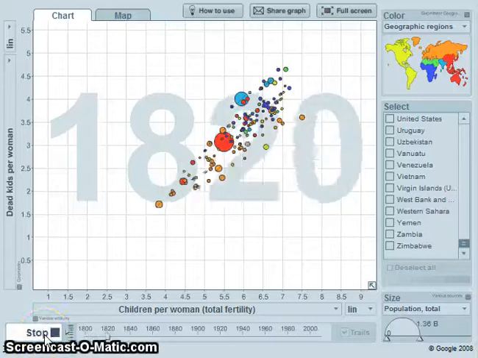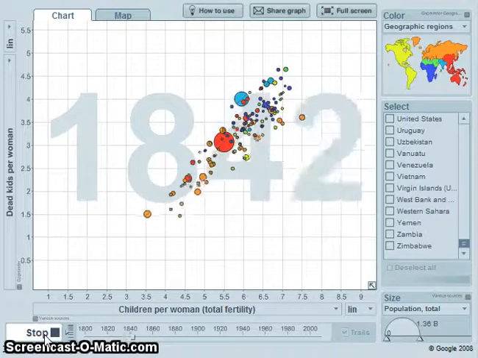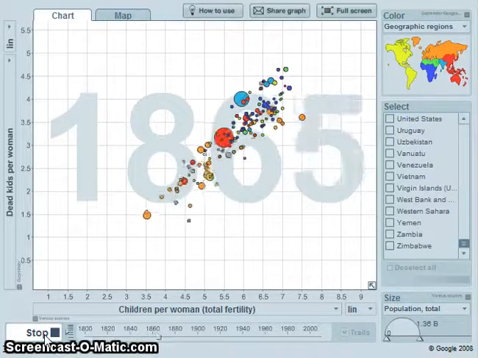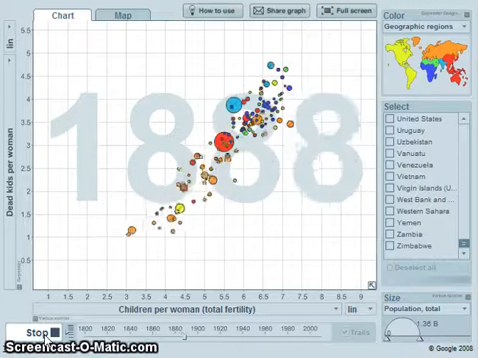We did our project on the relationship between children per woman compared to the dead kids per woman. The variables are correlated and have strong linear association. Many different lurking variables cause the children per woman to increase. This also causes the deaths to increase.